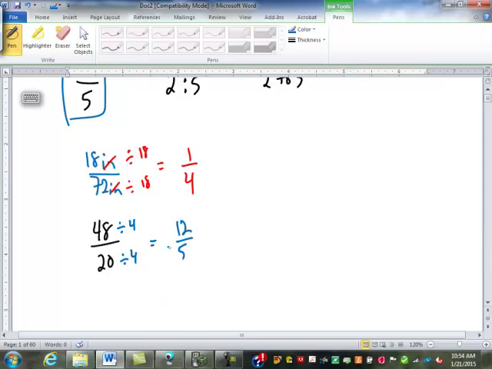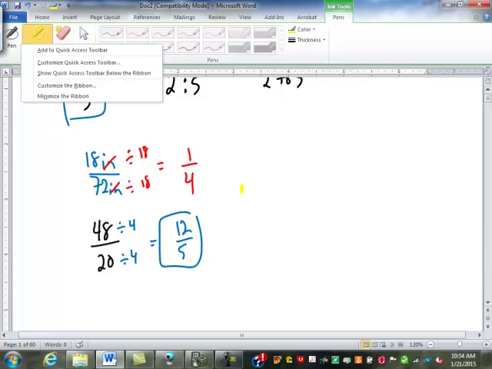Now here's one of the differences between a fraction and a ratio. We reduce it just like a fraction, but we would not change this into a mixed number. It would not become 2 2/5. Because remember, a ratio has to compare 2 numbers. It's 12 compared to 5. It's not 2 2/5. So that's one of the big differences between a fraction and a ratio that we have to make sure we stay with.